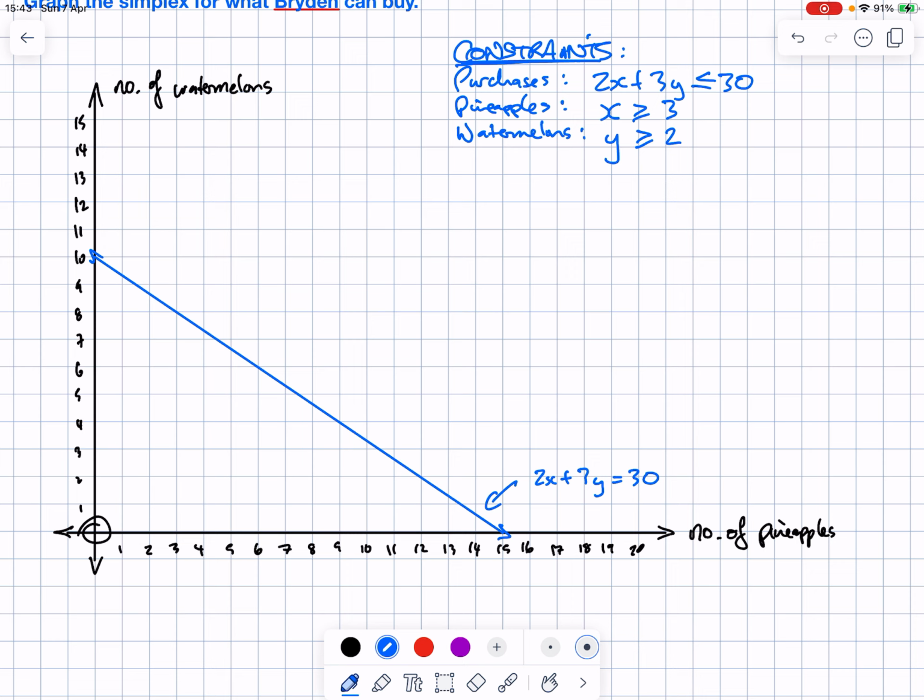The constraint for pineapples is x is greater than or equal to 3, so I need to draw the line of x is equal to 3, which is a vertical line at x is equal to 3. Watermelons, y is greater than or equal to 2, so I need to draw the horizontal line where y equals 2. It's along there. Label that y equals 2. So the region enclosed by all 3 of these constraints, less than or equal to, means down and to the left. So I'm going to be coloring down that way.